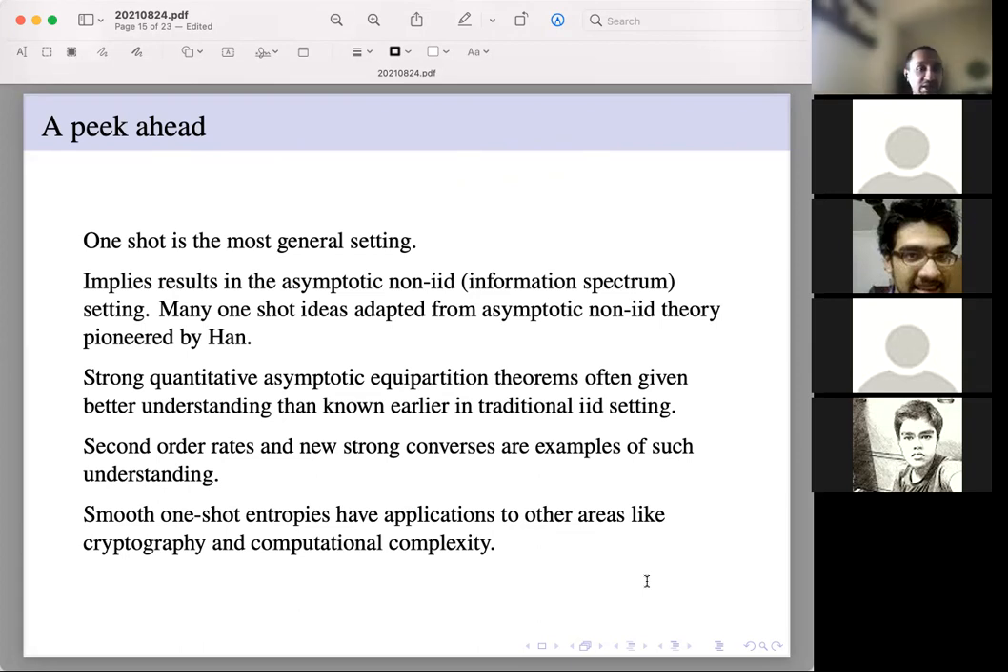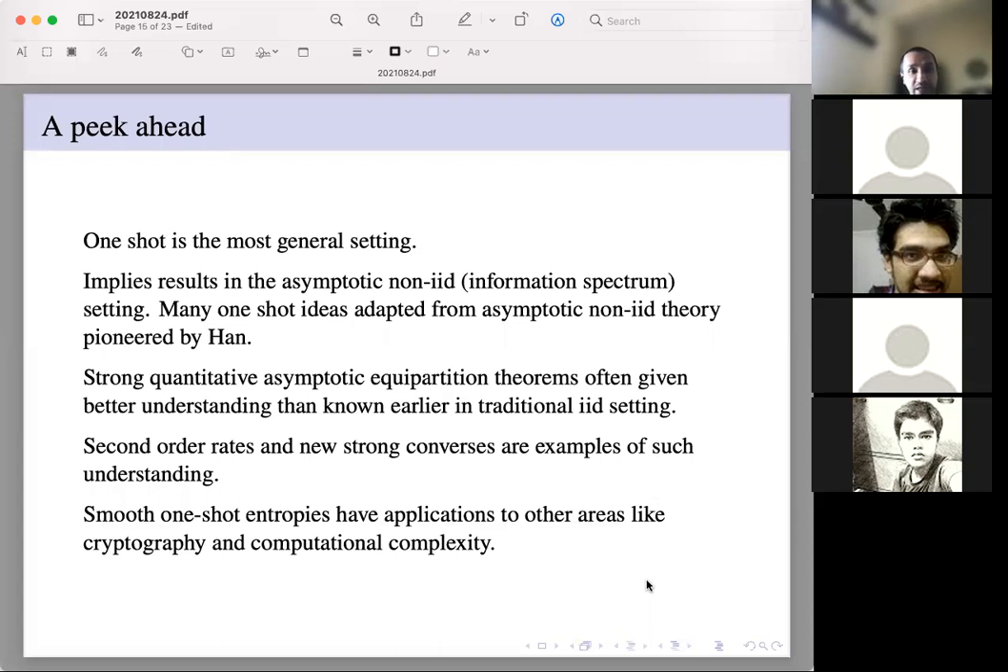So to recap, one-shot is the most general setting. I hope I've already convinced you by showing how from one-shot I could derive and even improve a result in the traditional IID setting. The one-shot setting similarly implies results in the asymptotic non-IID, or the information spectrum, setting. And in fact, it goes both ways. Many one-shot ideas have been adapted from the non-IID theory, which was pioneered by Han. It is not very well known, but it's probably becoming more well known now that one-shot is coming into shape.